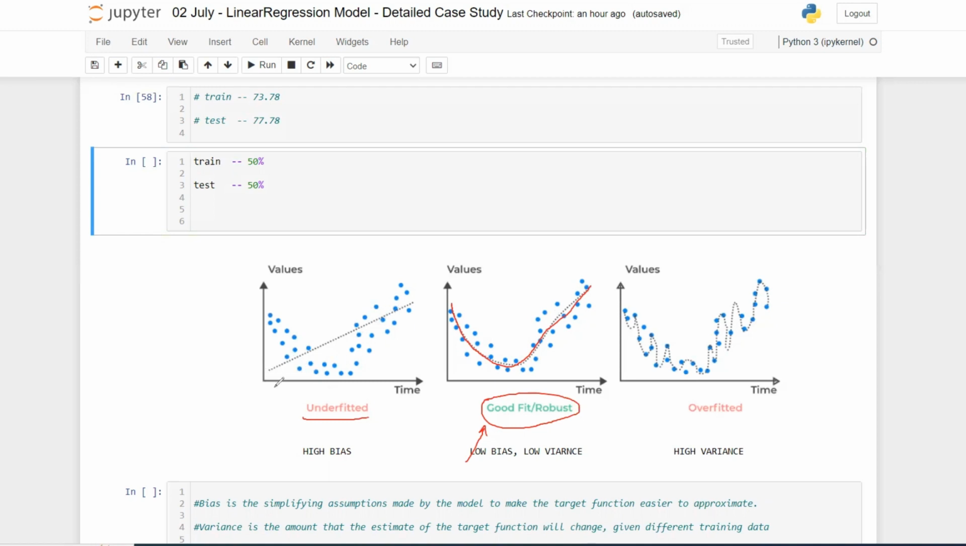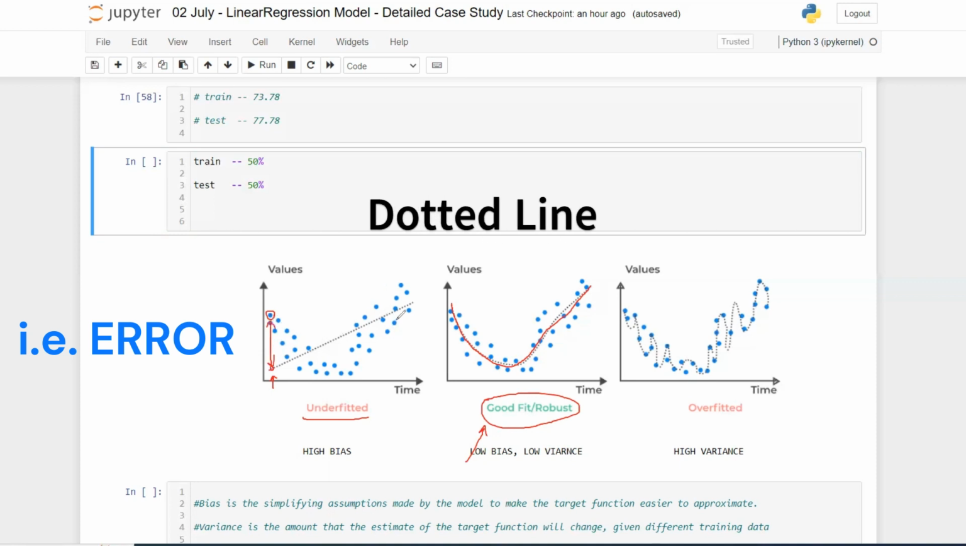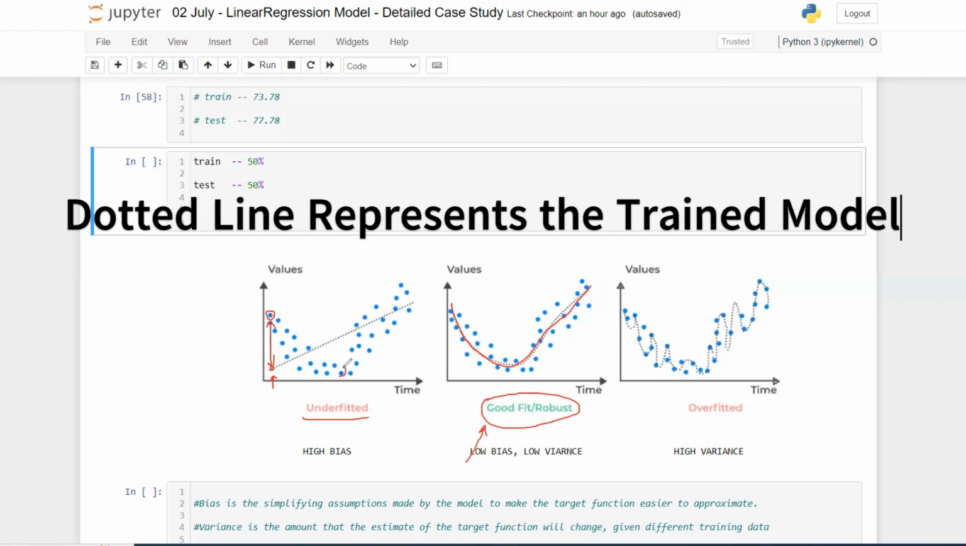Look at the problems. Let's say for this particular point, this was the actual value. But if this is the equation that the model has learned, the mathematical equation, then the value which it will predict is this one. And between the actual and the predicted value, there is a huge gap. Similarly, here the actual value was this, but what the model will predict is this value. Okay. So guys, this dotted straight line is nothing but what the model learned.